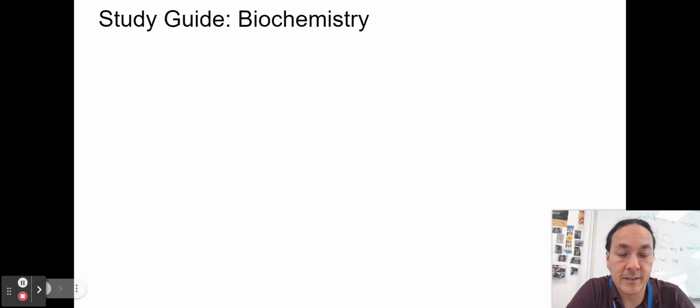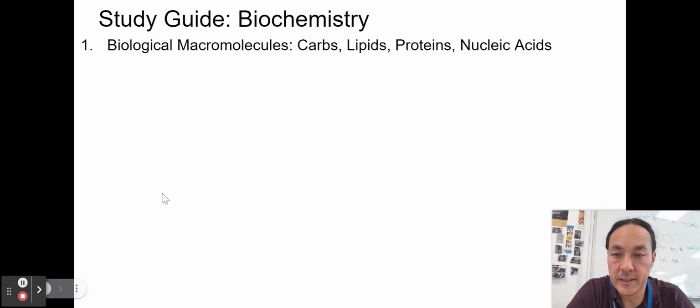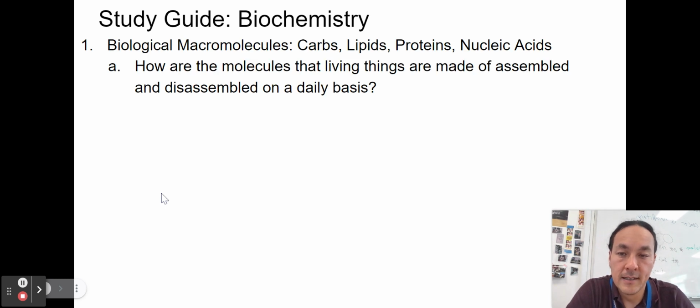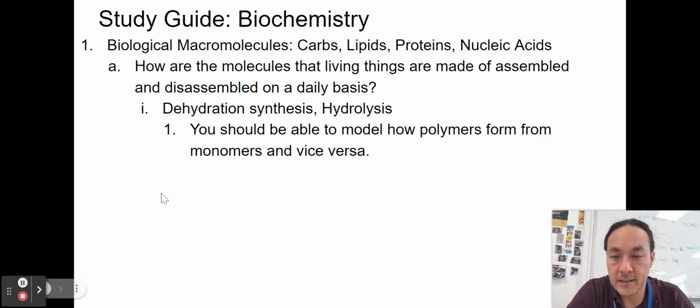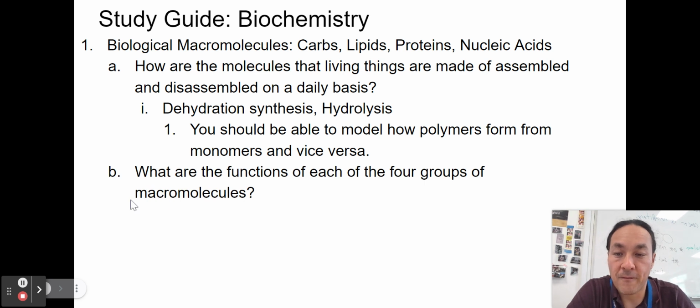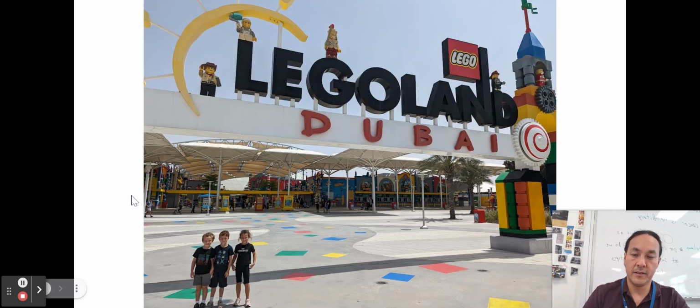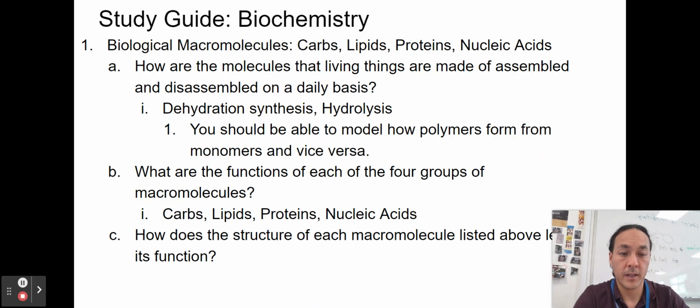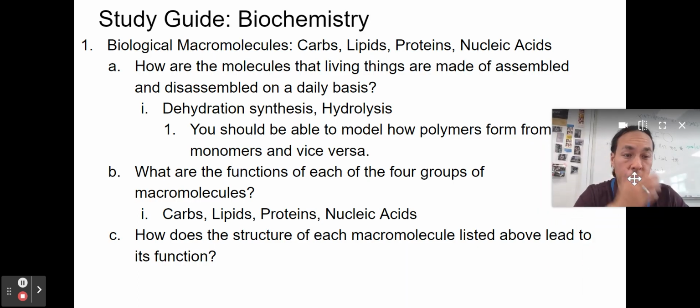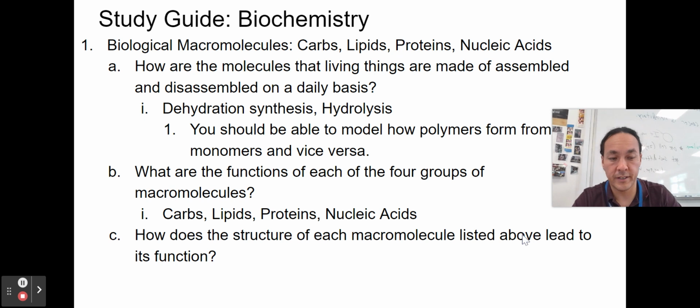Okay, let's dive into carbs, lipids, proteins, and nucleic acids. So how are they assembled and disassembled? What are the functions of each group, and how does the structure of each group lead to its function? So when you take chemistry next year, we often say that the structure of a molecule leads to its function. So how it's set up leads to its function. That makes sense.